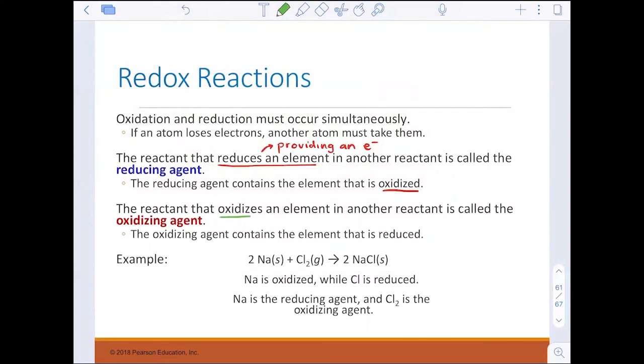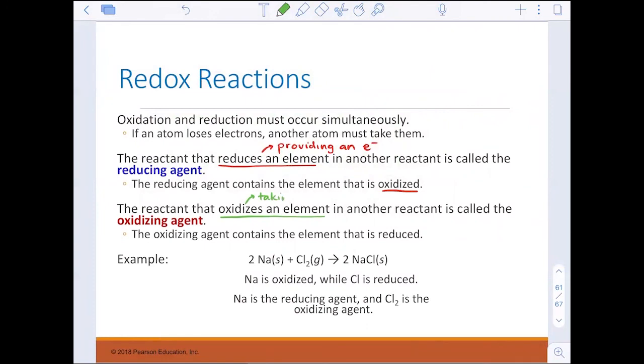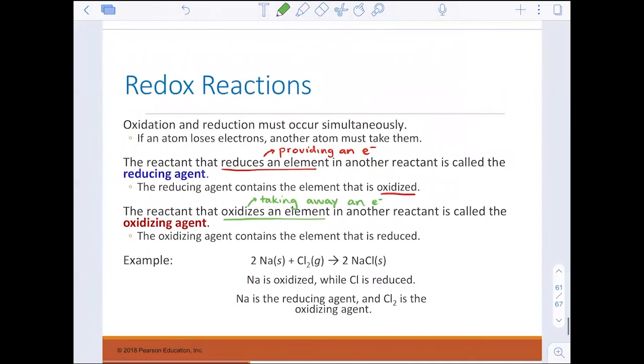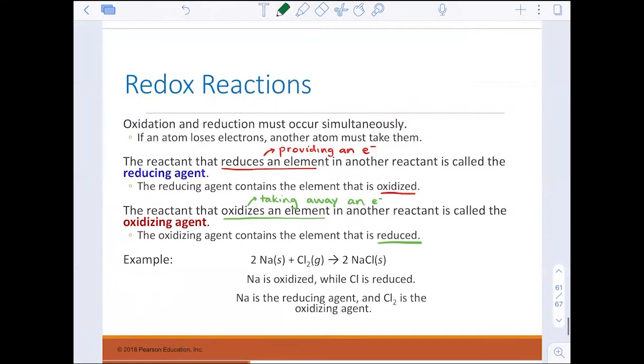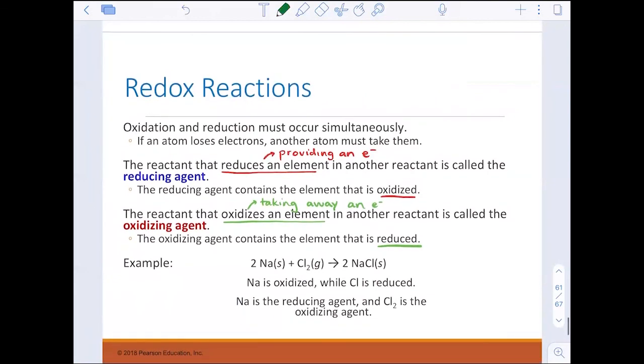On the other hand, if you are the reactant that oxidizes an element, you are taking away an electron from that element. You are the oxidizing agent, but you yourself are being reduced. So the agent will always be the opposite of what is happening to that species. So an oxidized element is a reducing agent. A reduced element is the oxidizing agent. So again, an example here. It says sodium is being oxidized while chlorine is being reduced. Sodium is the reducing agent, chlorine is the oxidizing agent.